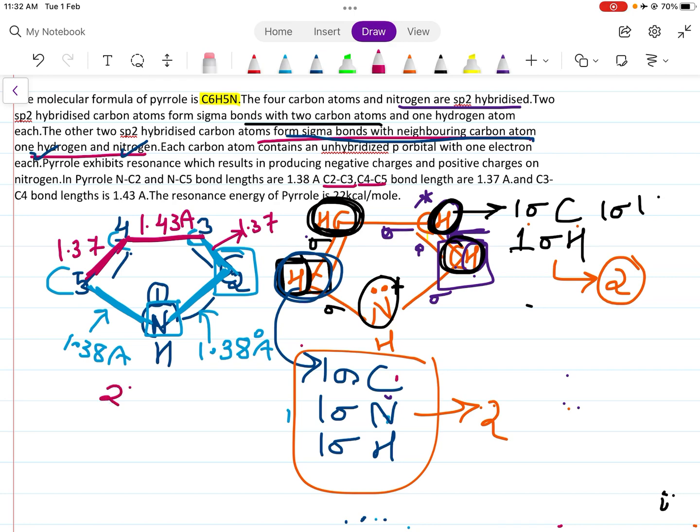Resonance energy is given as 24 kilocalorie. So you should learn like this according to the diagram. C2 with nitrogen 1.38, C5 with nitrogen again 1.38 is the bond length. C2-C3 and C4-C5 is 1.37 and C3-C4 is 1.43.